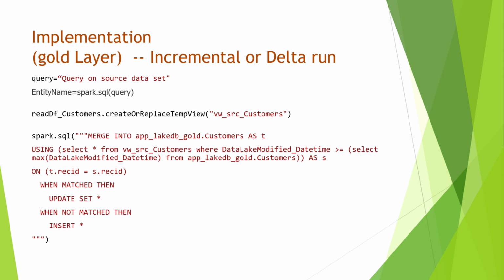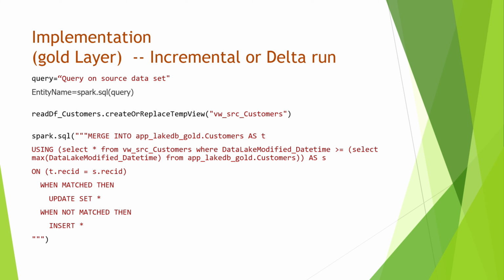set. The source data set is where we are collecting all the data where delta lake modified_date_time is greater than or equal to the result of select max delta lake modified_date_time from the existing gold customer table in the gold layer. It will collect the maximum delta lake modified date time from the existing gold layer table, and it will pick up all the data which is greater than or equal from the source view.